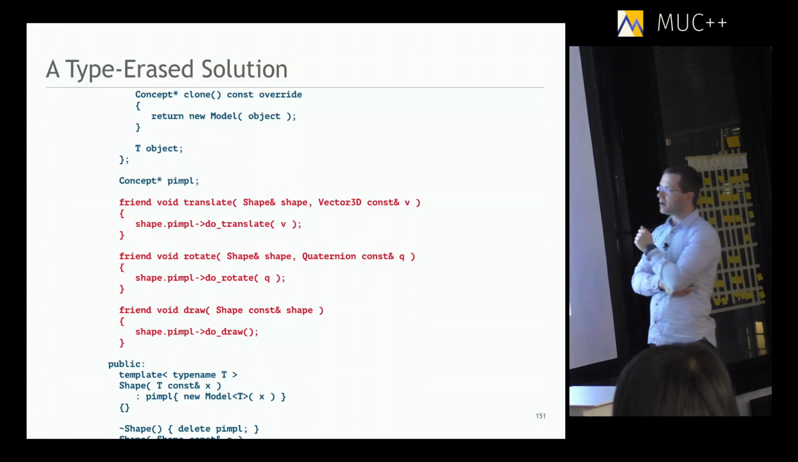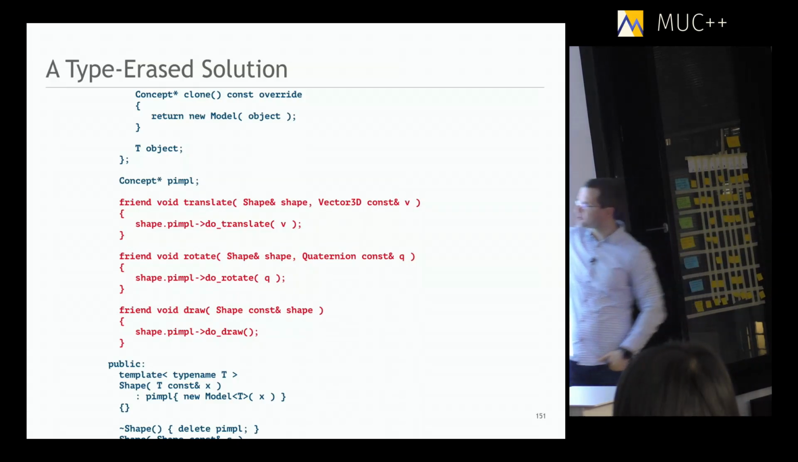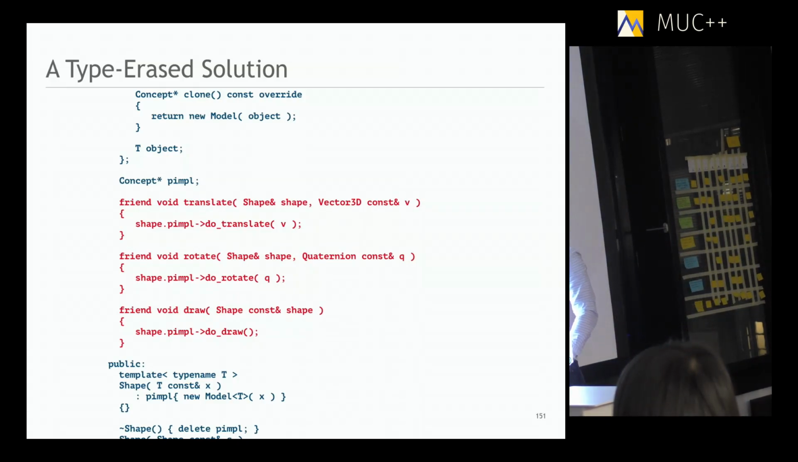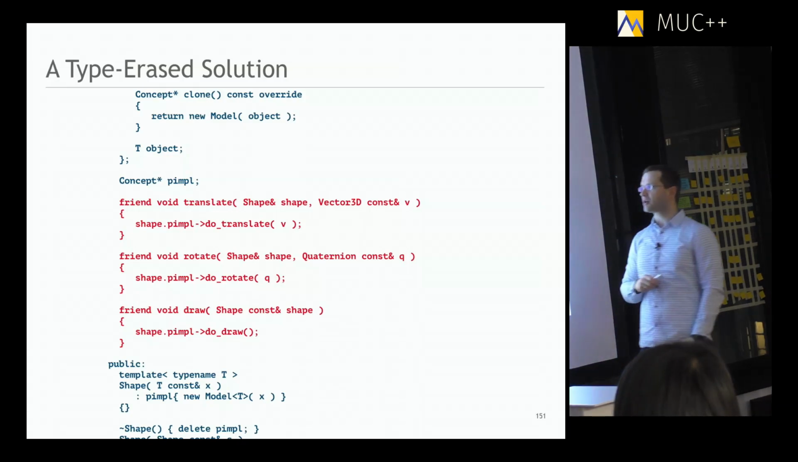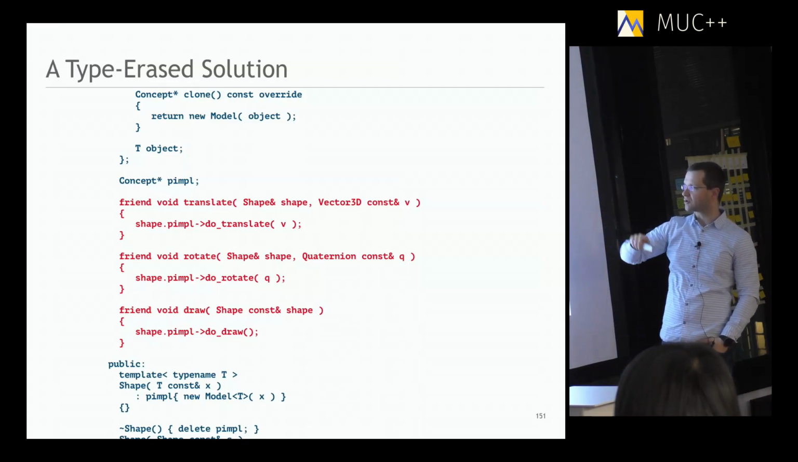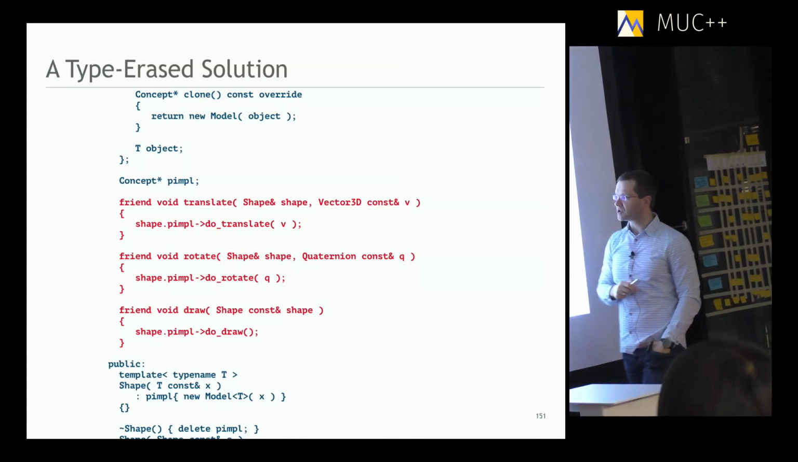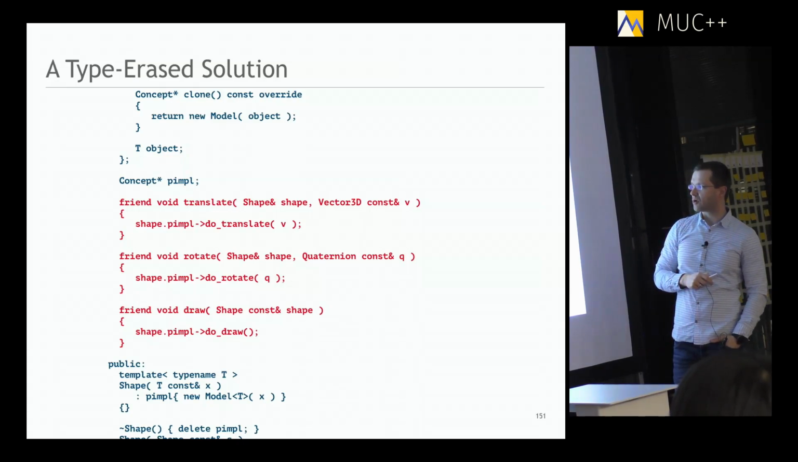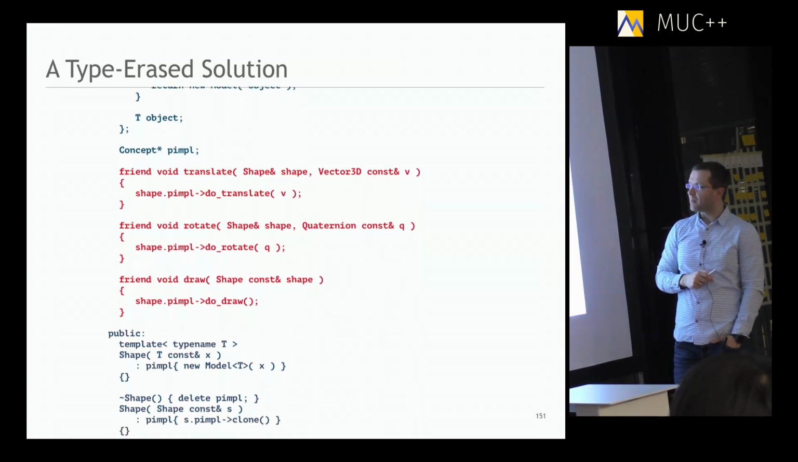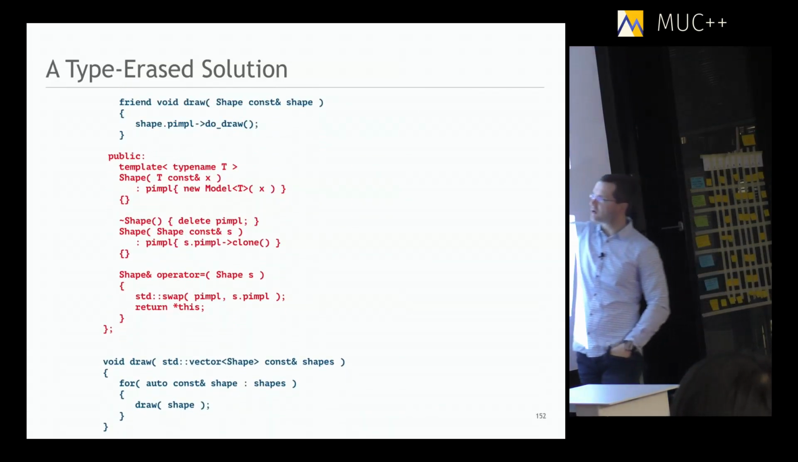I have a couple of operations on a shape also. I can translate shapes, rotate shapes, draw shapes again. These functions, however, only forward to the actual implementation of the thing that I currently store. So I can translate and rotate and draw, but of course the real implementation, the functions of the according type, are called.